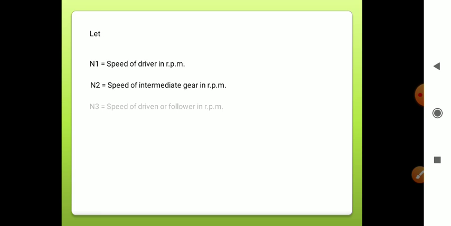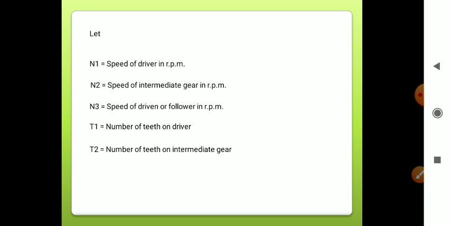Now consider a simple gear train with one intermediate gear, as shown in figure B. Here let N1 be the speed of the driver in RPM, N2 the speed of the intermediate gear in RPM, and N3 the speed of the driven or follower in RPM. T1 is the number of teeth on the driver, T2 is the number of teeth on the intermediate gear, and T3 is the number of teeth on the driven or follower.